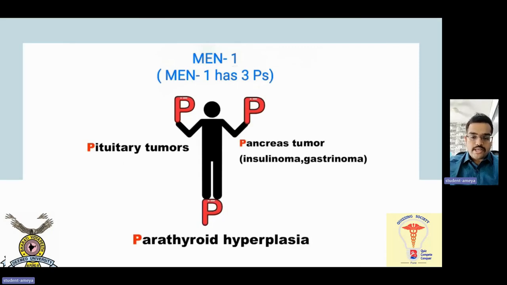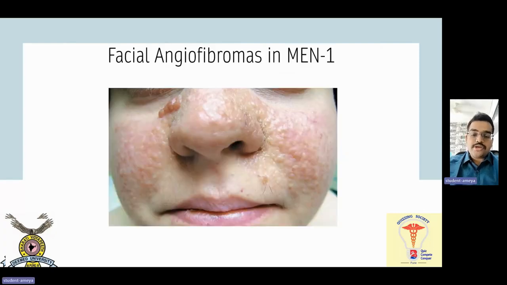So this is that visual mnemonic I was talking about. As the name of our syndrome is men, a man is shown standing in the slide holding three P's. Now the three P's he is holding: the first P is the pituitary tumor, the second P is a pancreatic neuroendocrine tumor which can include insulinoma, glucagonoma, gastrinoma, and the third is parathyroid hyperplasia, or more precisely the parathyroid adenoma. This slide is showing you the most common cutaneous manifestation in MEN1, that is facial angiofibromas.